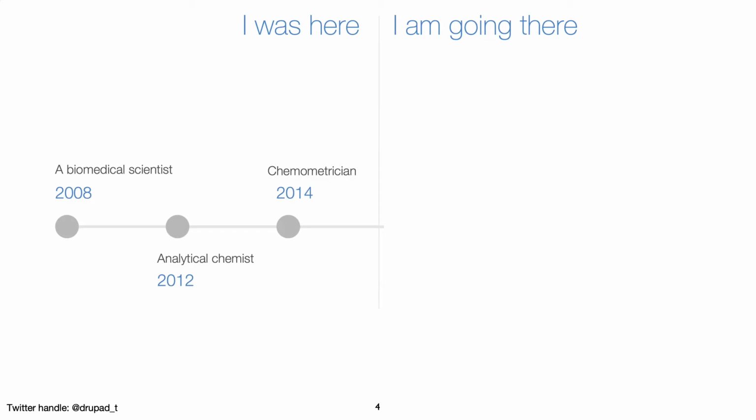So after my PhD, I started using lots of high-resolution instruments which generated lots of data. And it was at that point that I started learning about statistics and maths. And that's what chemometrics is all about. I'll talk to you about this in a bit. But I started using statistics and maths to make sense of this data.